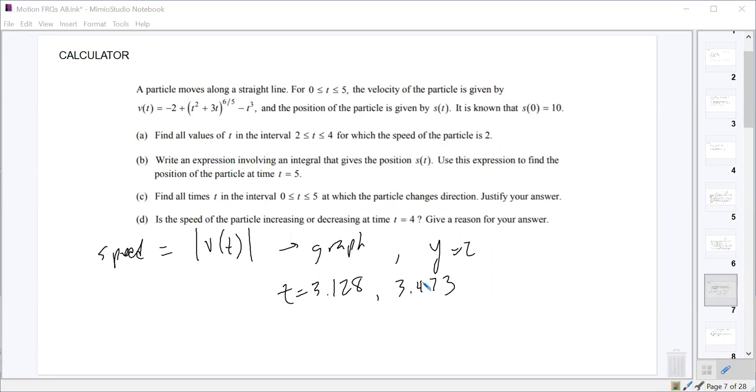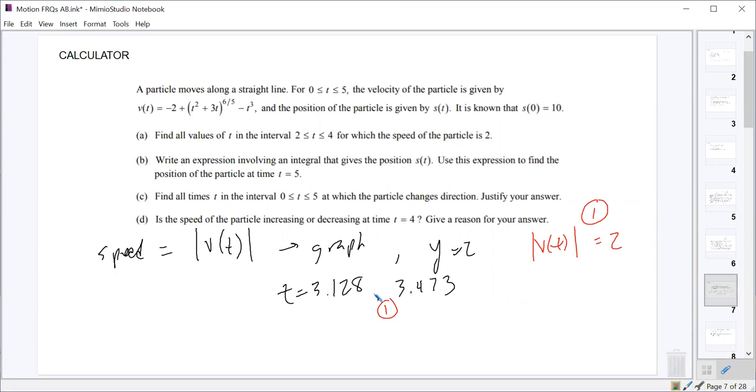Is that straightforward enough or no? Yeah. Cool. I said basically 1 point for looking at absolute value of v is equal to 2. So you should write absolute value of v of t equals 2, and then just graph both of those, and so that's 1 point, and then 1 point for this.